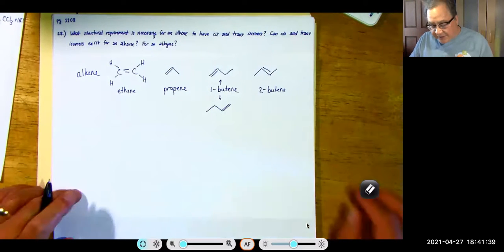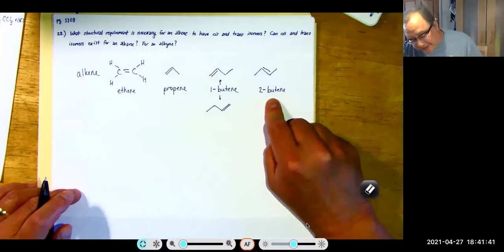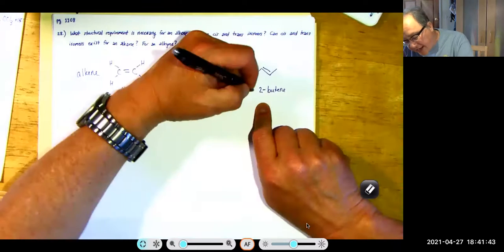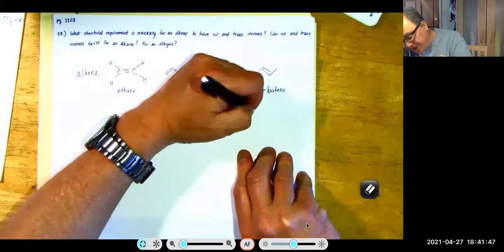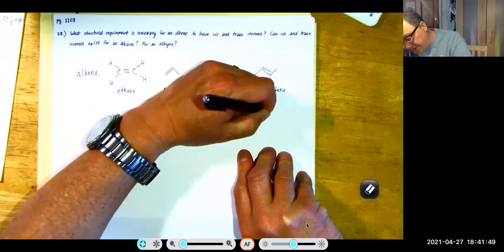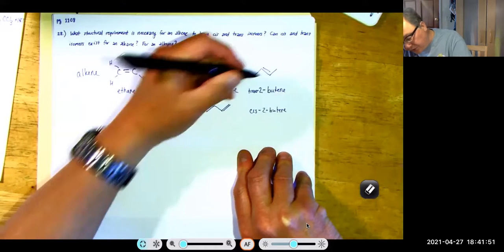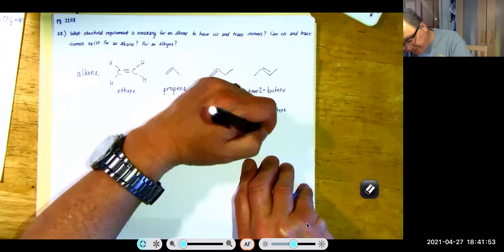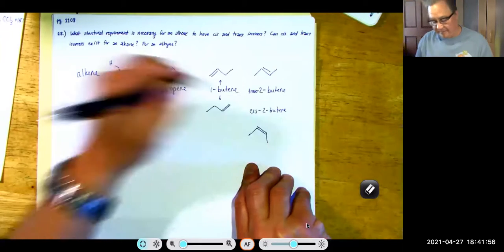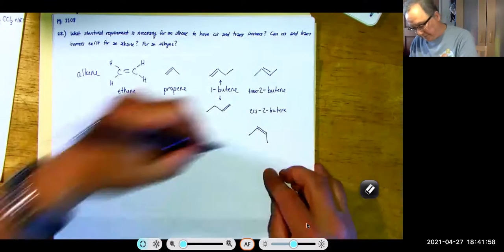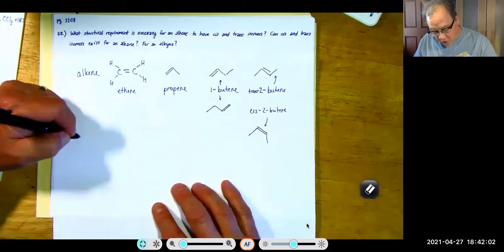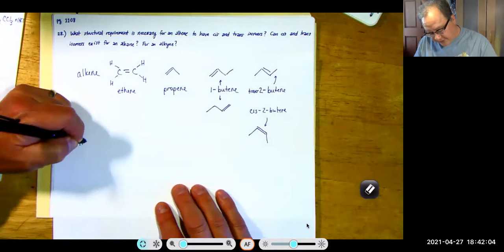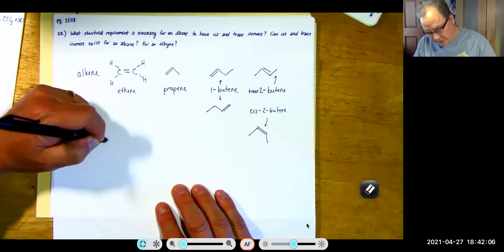Okay, an interesting thing about 2-butene is that this is actually trans 2-butene because there is a cis 2-butene. And cis 2-butene looks like this. So I'm going to draw these out larger. Trans 2-butene.